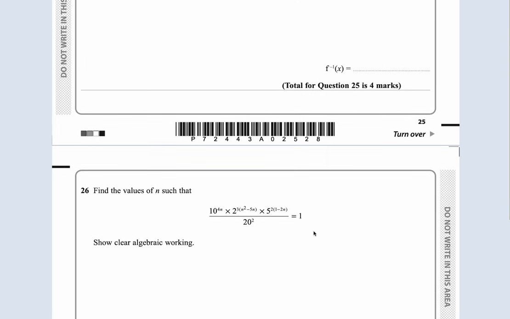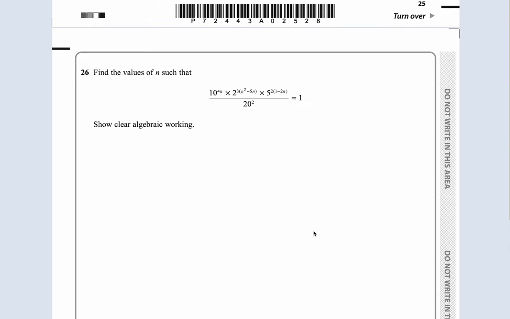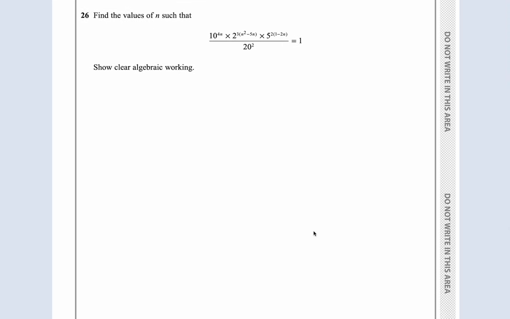Okay, last question, guys. Question 26. Find the values of n such that this over this equals 1. Okay, so if this over this equals 1, the numerator has to equal 20 squared, because we need the same thing on the numerator and the denominator to get 1, or you could just multiply across. So let's start with that.